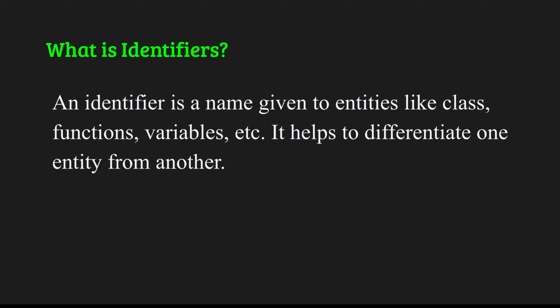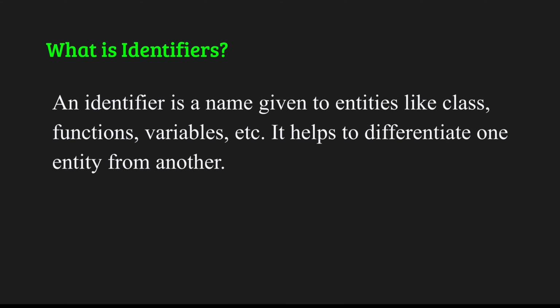So what is an identifier in Python language? An identifier is a name given to an entity like a class, function, variable, and so on. It helps to differentiate one entity from another. If you have learned other languages, you will remember identifiers from there.